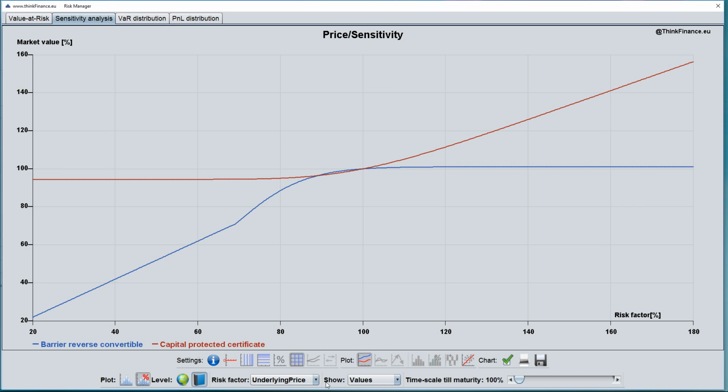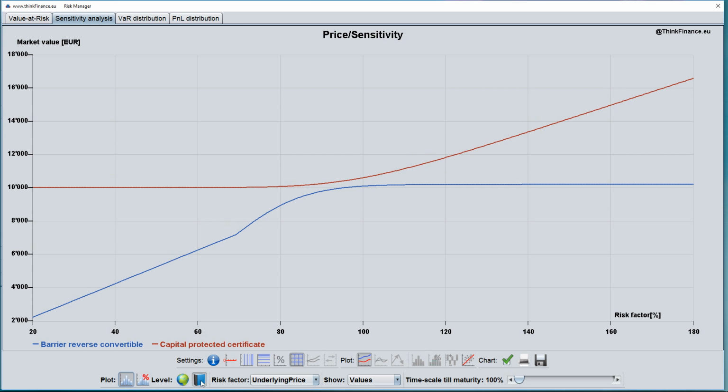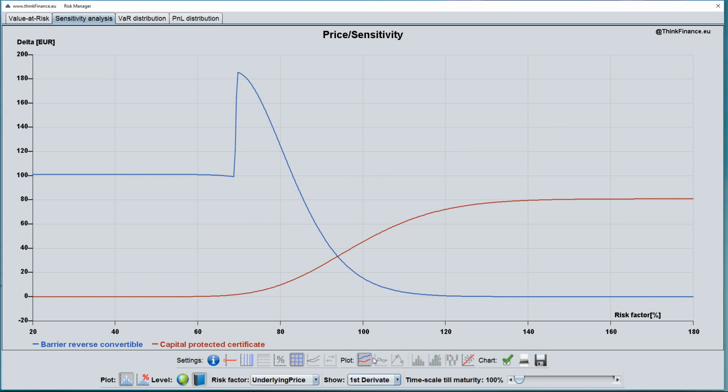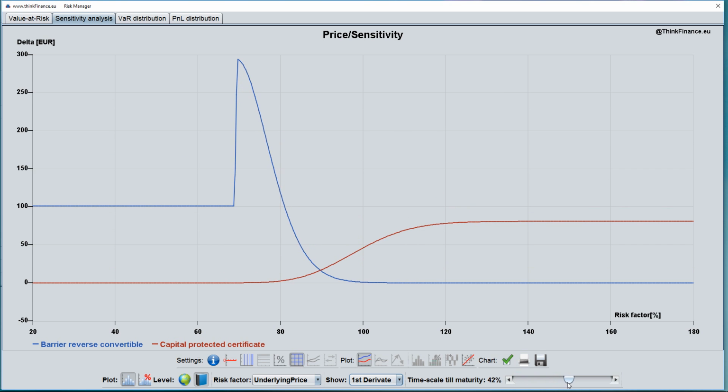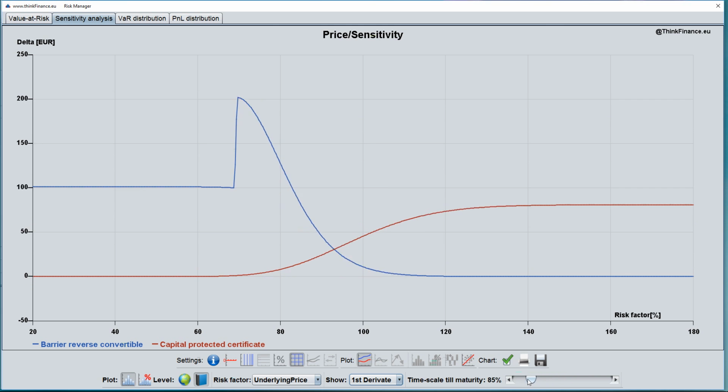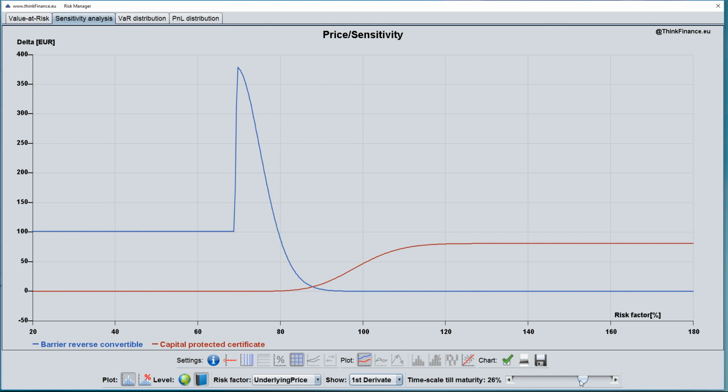What I can also do here is, instead of plotting the market value, I can plot the first or second derivative. For example, if I plot the first derivative, what you see here is effectively the delta of both products. And once again, I can use the time machine function to see how the delta moves when I'm moving the products forward in time.